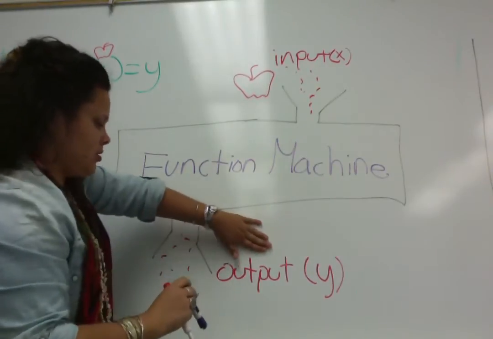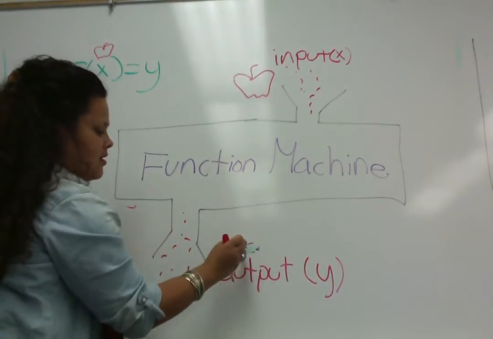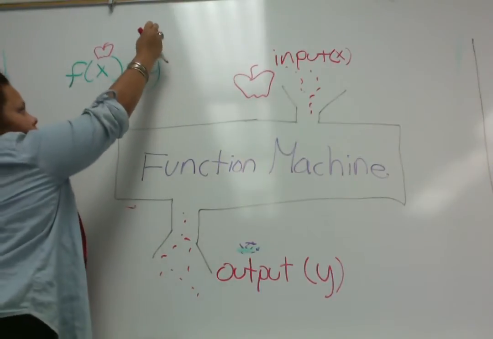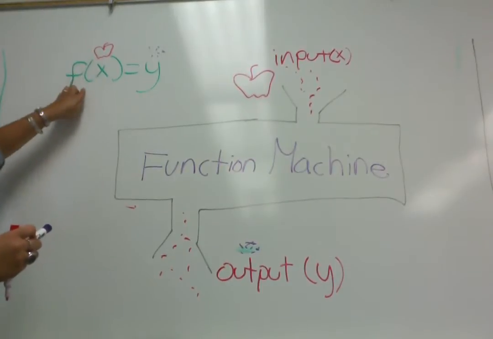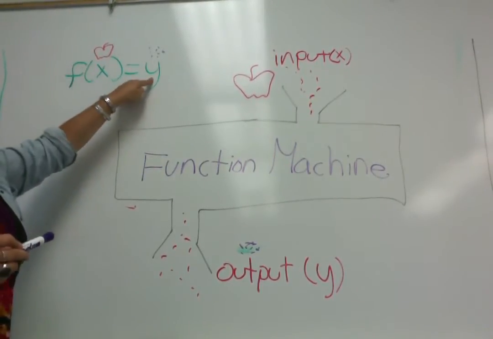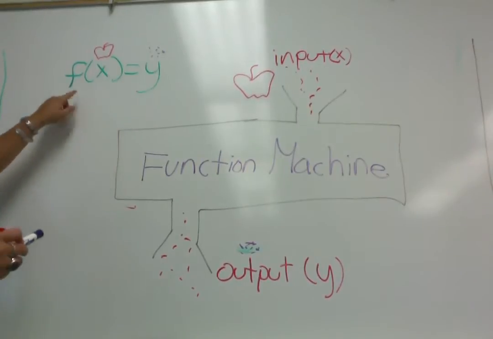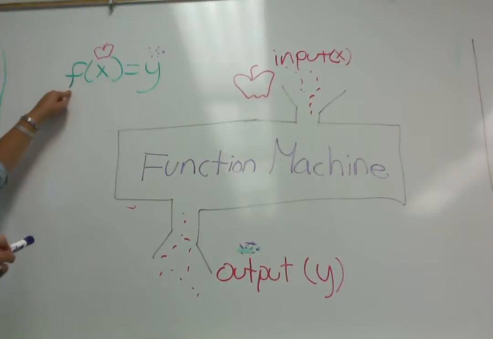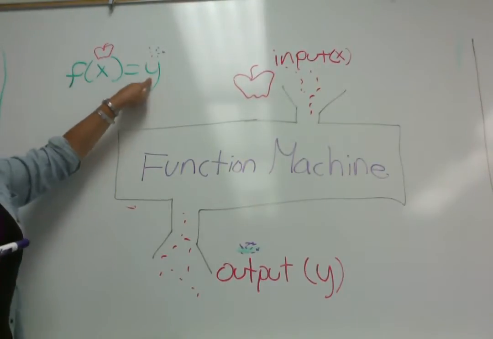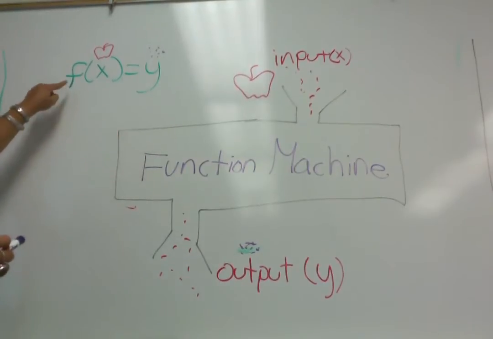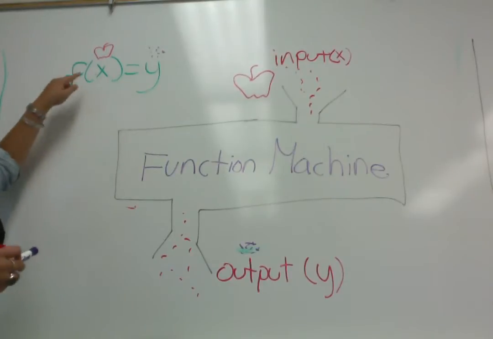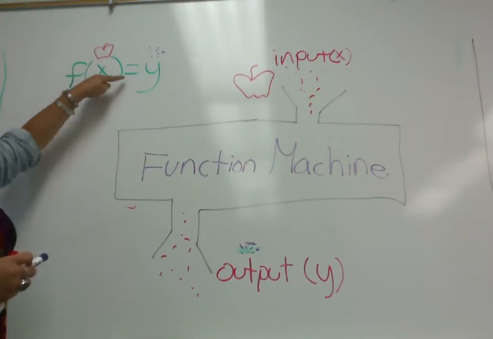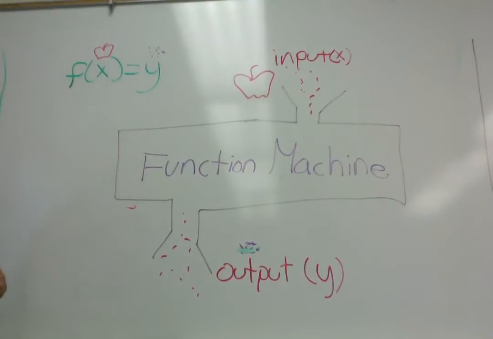So I'm actually going to use purple here. Let's say we get out seeds. So that means we get out seeds over here. So our input is the apple into our function machine, and our output is seeds. So the function that we see here, f representing the function of x, is y. I will say that one more time. The function of x is y. The function of an apple is seeds, produces seeds.